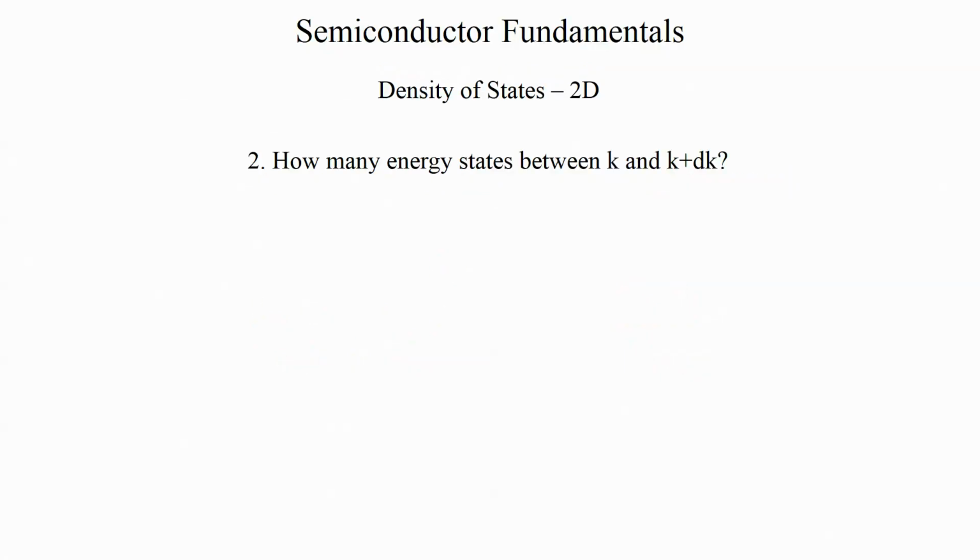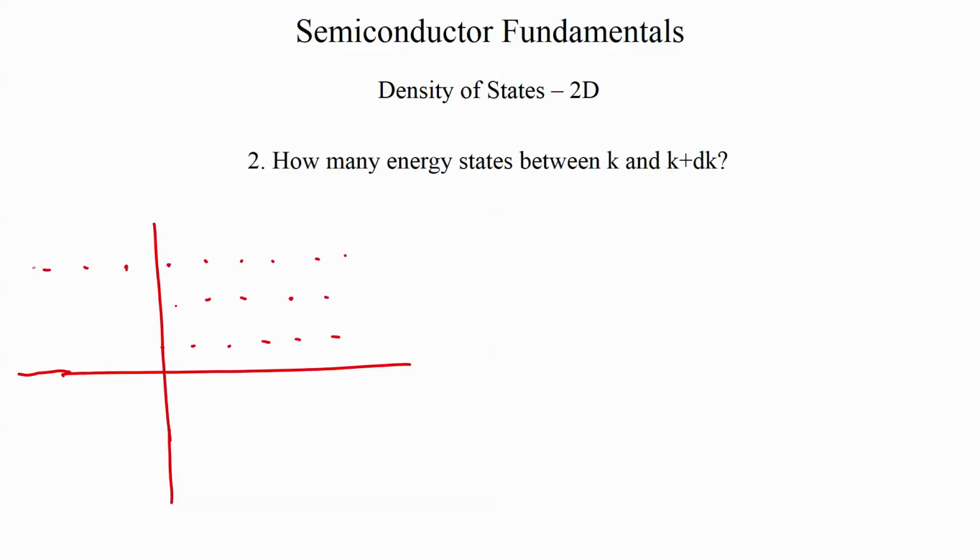And now we ask ourselves this next question, how many energy states between K and K plus dK? So what is the locus of points? Now let us take our K space, which is a 2-dimensional space, and fill it up. So you have this massive grid of points. You can imagine a graph paper that you might have used at school. You have this massive grid of discrete points, and these are all the solutions of Schrodinger's equation.